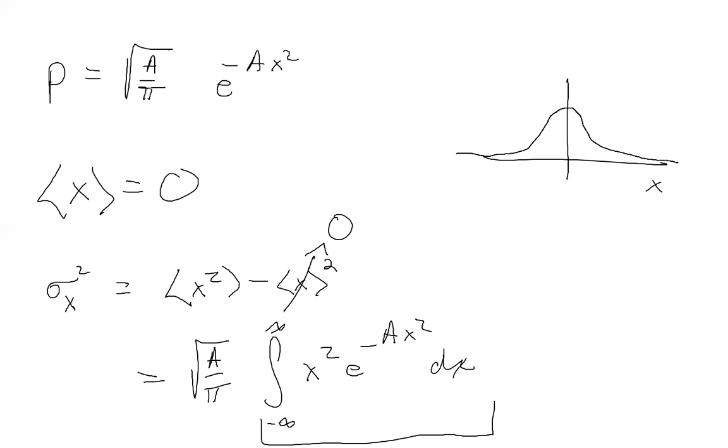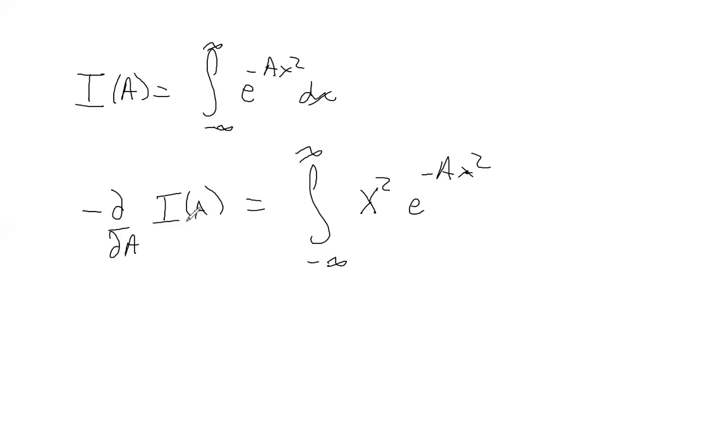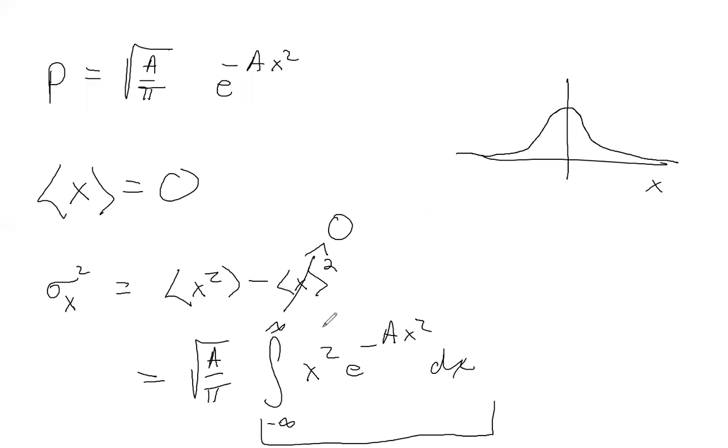It's certainly the integral is going to converge. So the derivative and integration should commute, and that's exactly what you get. If you take minus the derivative with respect to a, you get a factor of x squared out front. On the other hand, and this is the thing I need, this is the integral that we're trying to calculate.